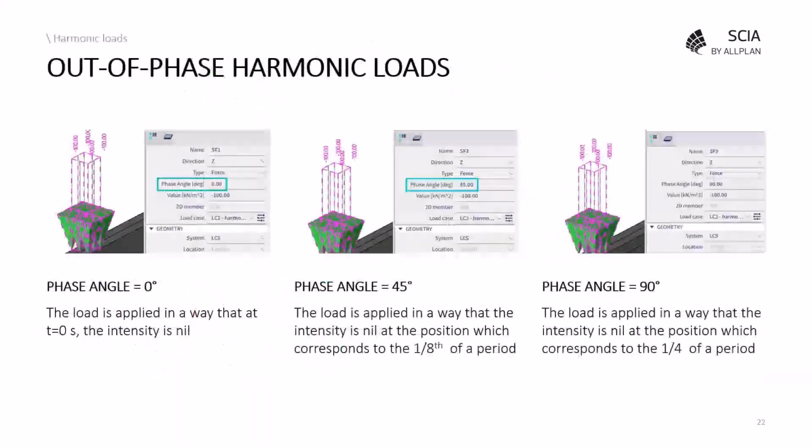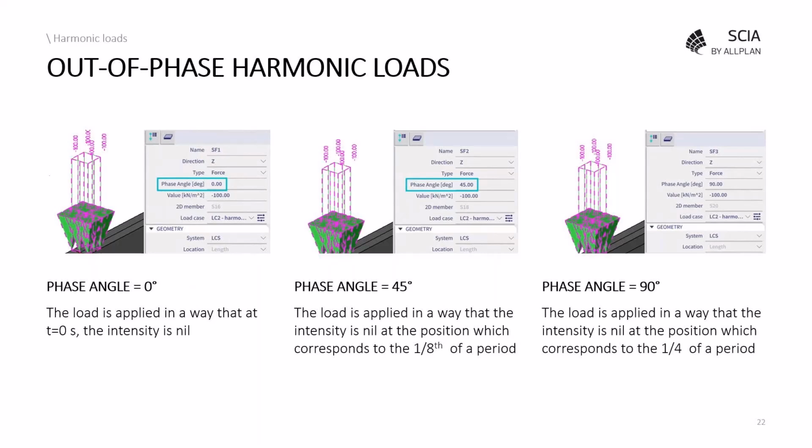For example, we can introduce three different surface loads in our beam here. The first load is applied with a phase angle of 0 degrees. This means that at t equals 0 seconds, the intensity is nil. Whereas if you apply a phase angle of 45 degrees, it means that the intensity of the load will be nil at a position which corresponds to an eighth of a period. Whereas if we choose a value of 90 degrees for the phase angle, it means that the intensity will be nil at the position which corresponds to a quarter of a period in that case.